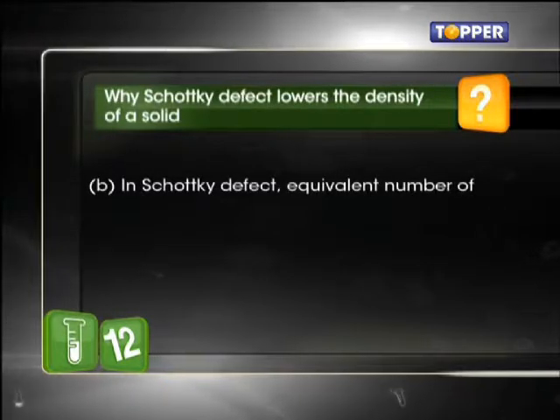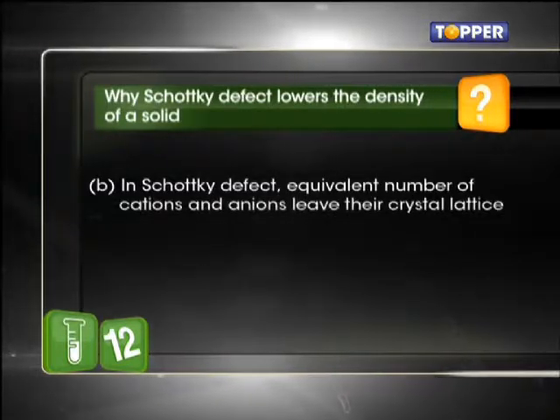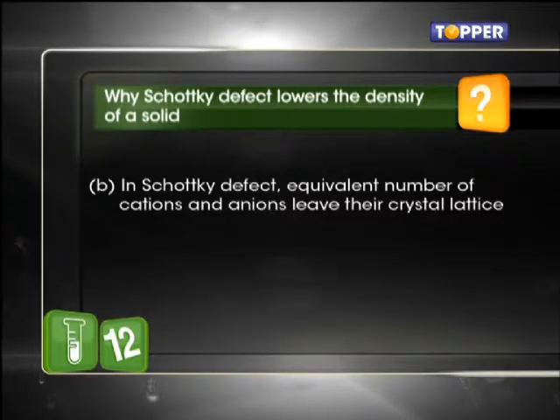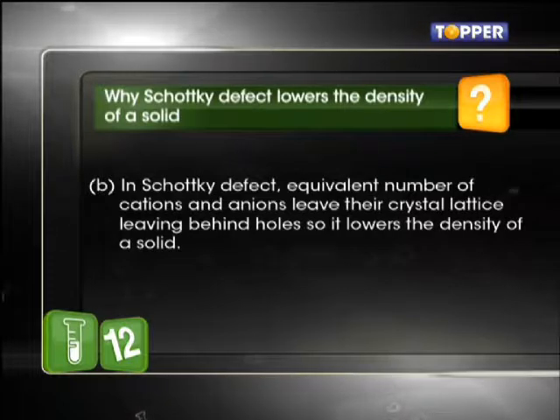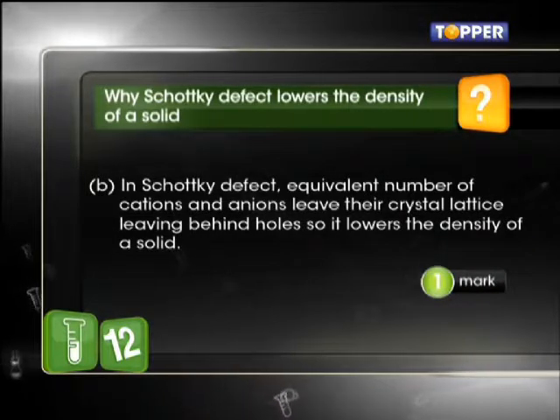In Schottky defect, an equivalent number of cations and anions leave their crystal lattice, leaving behind holes, so it lowers the density of a solid. This 2-mark question was asked in the 2007 examination.